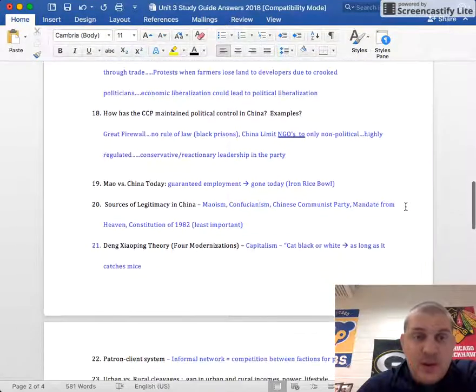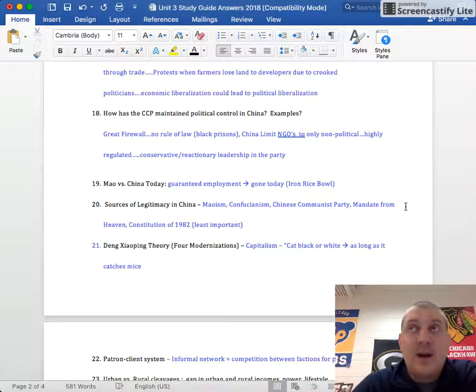One of the ways the Communist Party maintains political control, they have that firewall. They don't really follow the rule of law. They limit non-governmental organizations from coming in, like Red Cross, Amnesty International. Everything is highly regulated. You have to register with the state.